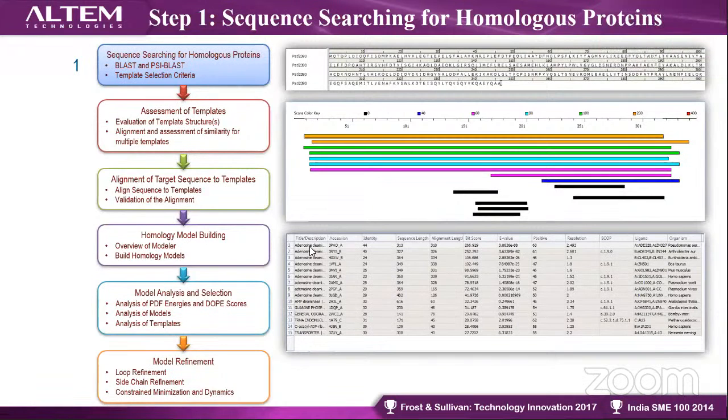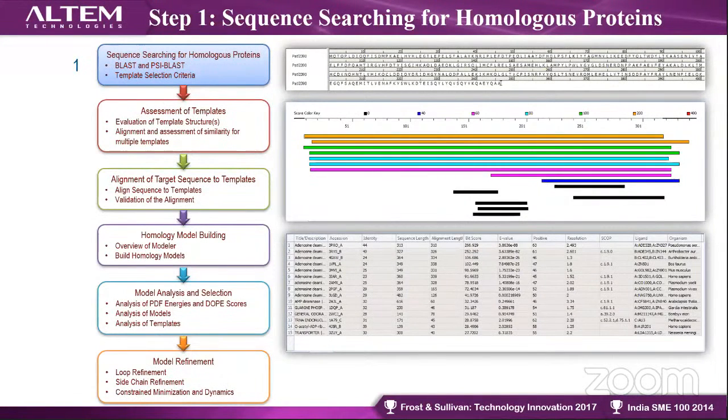So you'll be having 15 template sequences available. What happens is you'll have the same sequence length, alignment length, as well as the bit score, the E value, positives, as well as resolution. Based on these criteria, you can filter your molecule.